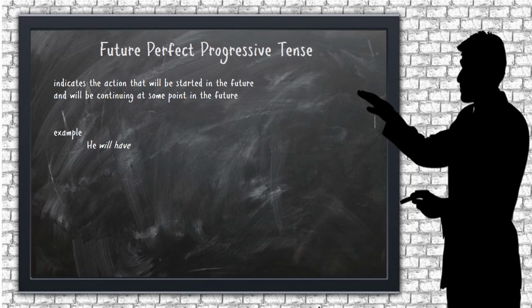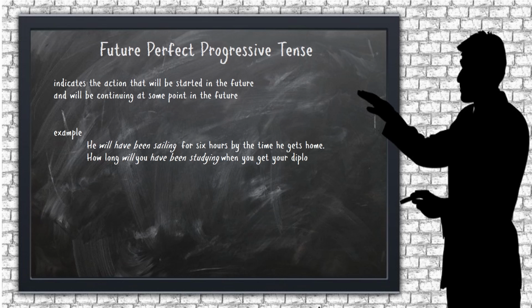I will have been waiting here for 3 hours by 6 o'clock. They will win the contest because they will have been practicing for months. Even though she will have been dancing the whole night, she will still look very fresh. By the end of the day, he will have carried 90 bags of potatoes on his back. This tense is formed with will, have been and the present participle of the verb with an -ing ending.